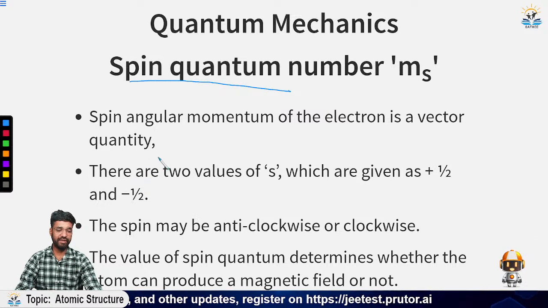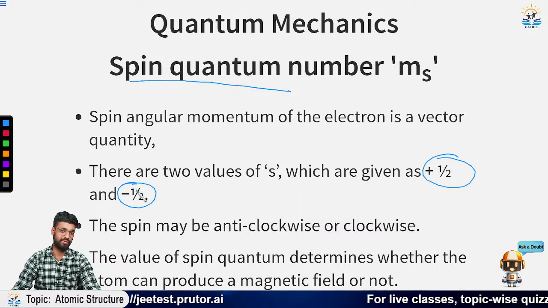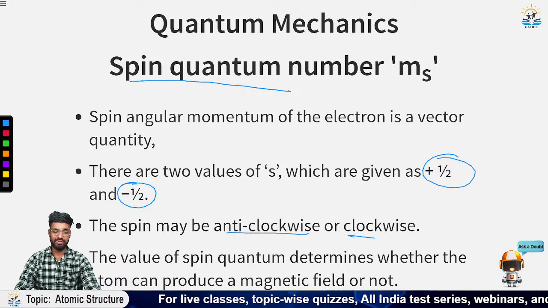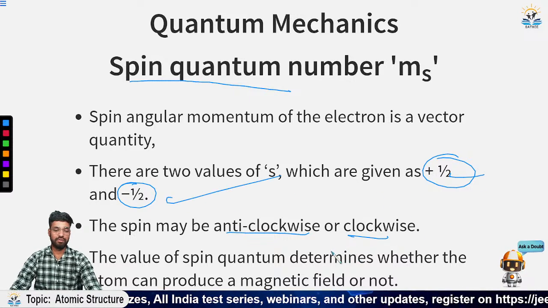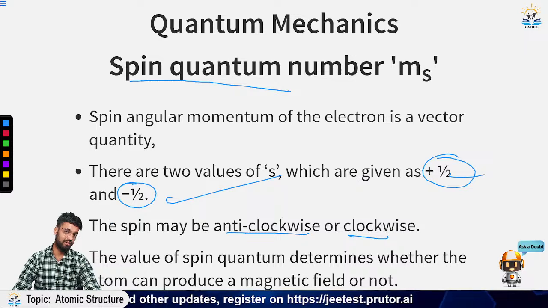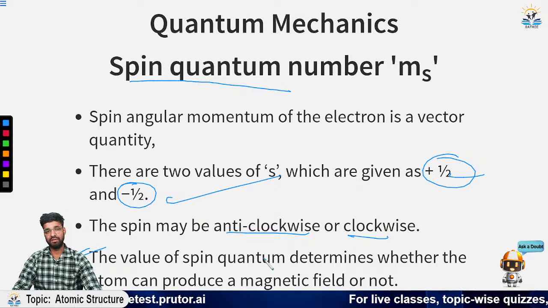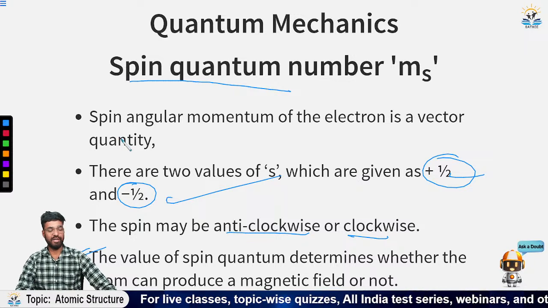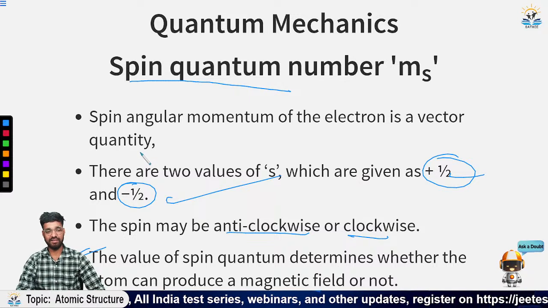So for a given electron, it can have two types of spin, that is minus half and plus half. So the spin may be anti-clockwise or clockwise, you can say in that way also. So this is anti-clockwise, this is clockwise. The value of the spin quantum number determines whether the atom can produce a magnetic field or not. This is for higher education, so do not get confused with it. When an atom is placed in a magnetic field, it depends upon whether it is having plus or minus half. The electron will react in that way.